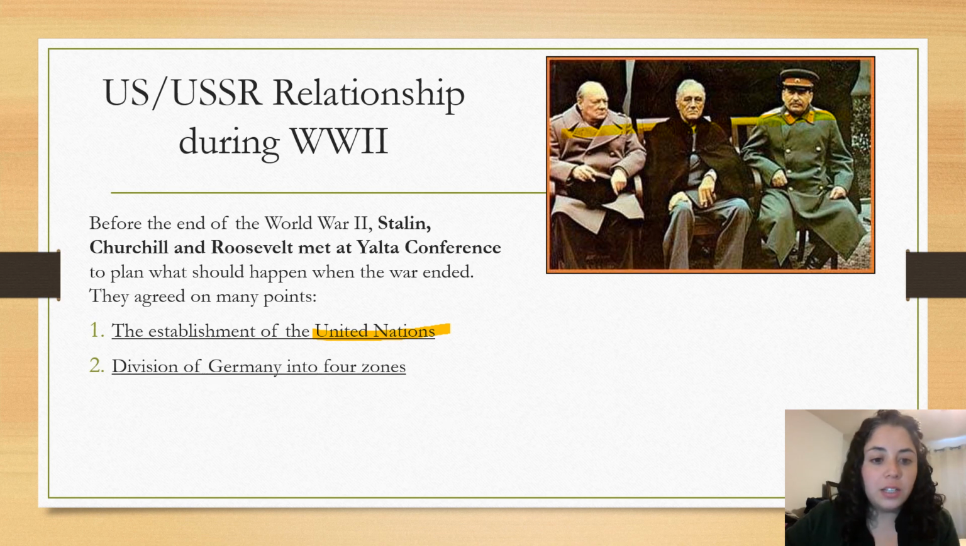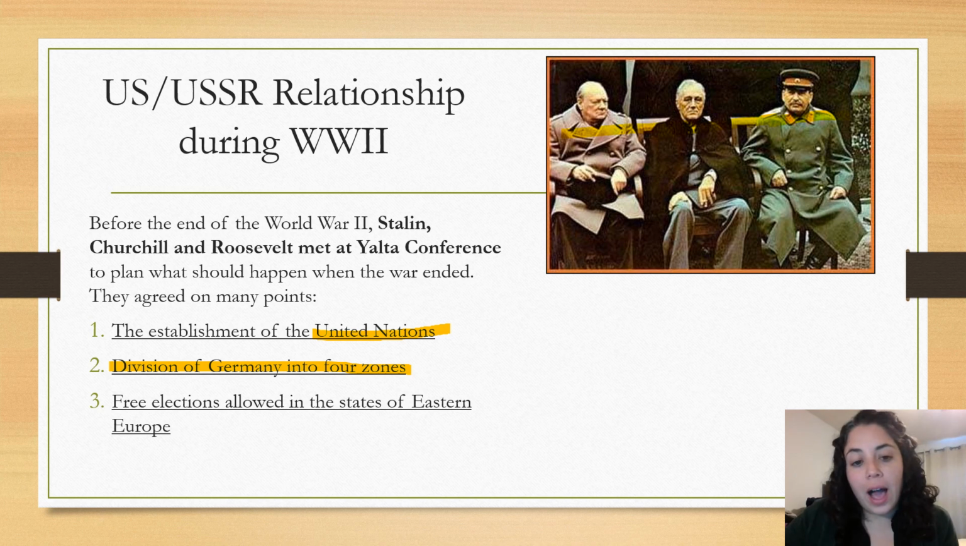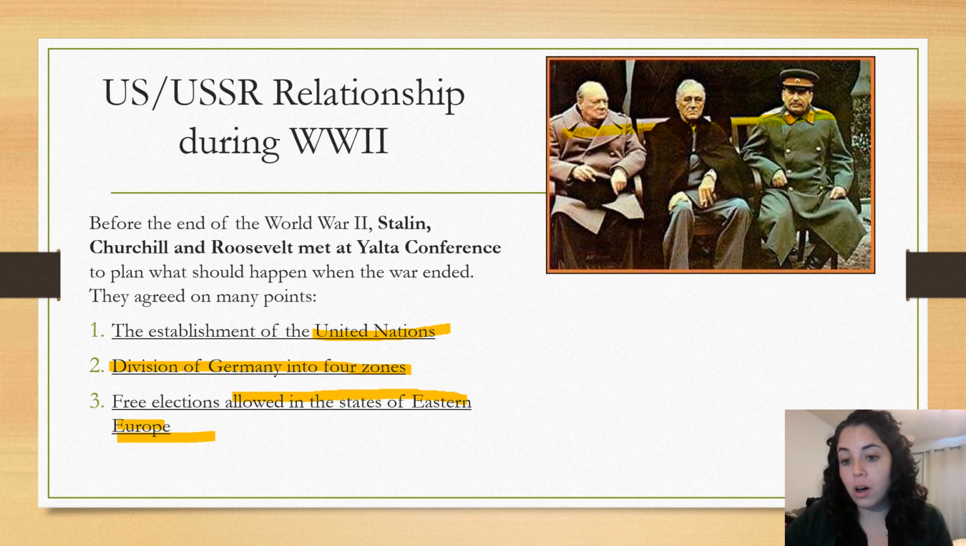We're going to see that the division of Germany into 4 zones is going to be something that they agree. Yes, actually the country of Germany, after Hitler and the Nazi party lost, they're going to divide the country into 4 different parts, which is pretty crazy to think that a country is going to be divided this way. They're going to allow Eastern European countries to have free elections. These are the European countries that were under the control of the Soviet Union, Mr. Stalin, who is a dictator. So now we're going to see some free elections happening in countries that were under the control of that dictatorship.